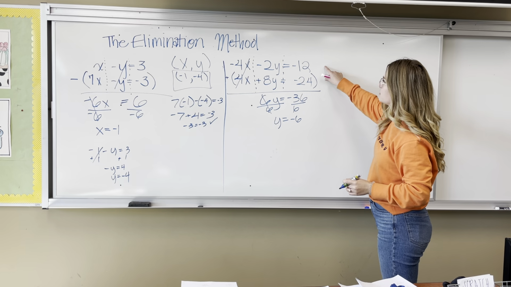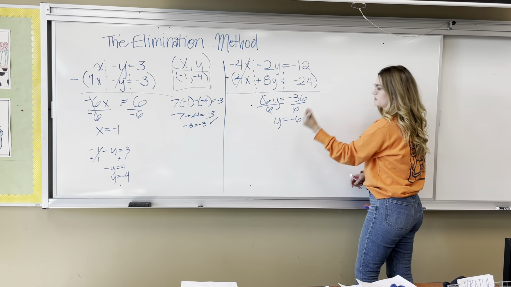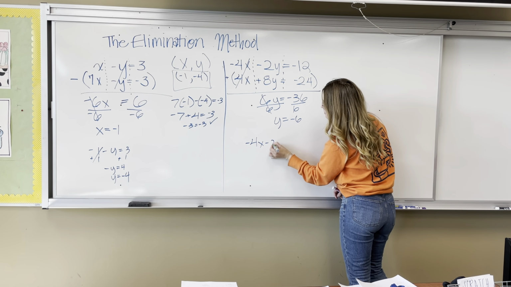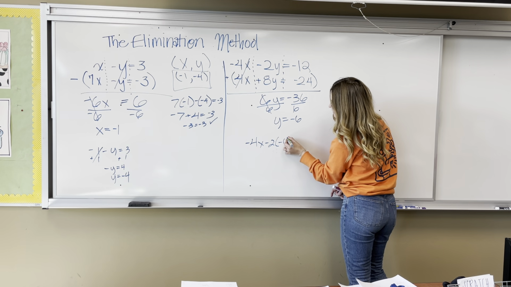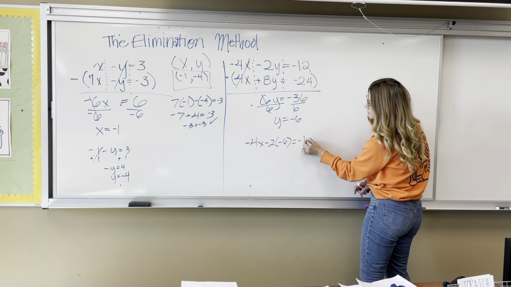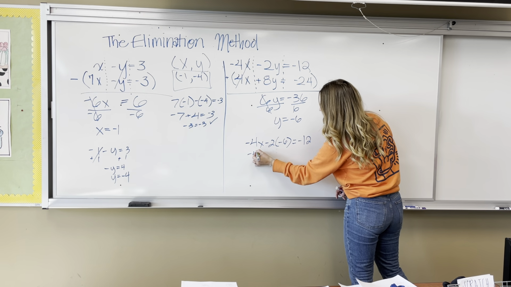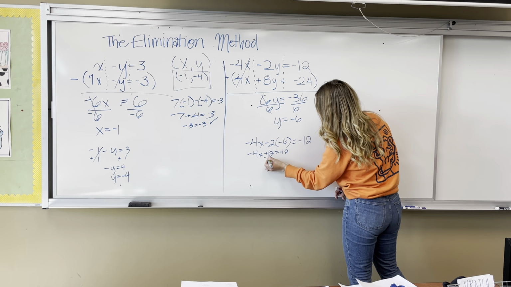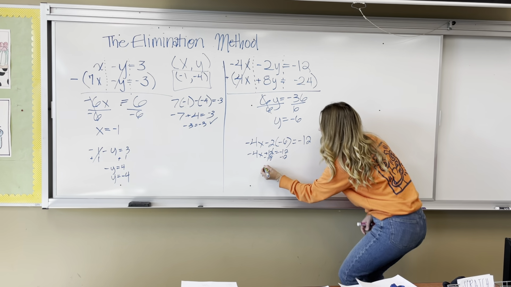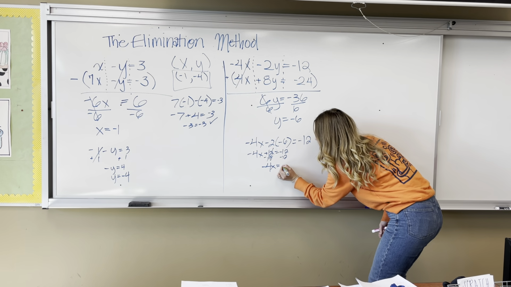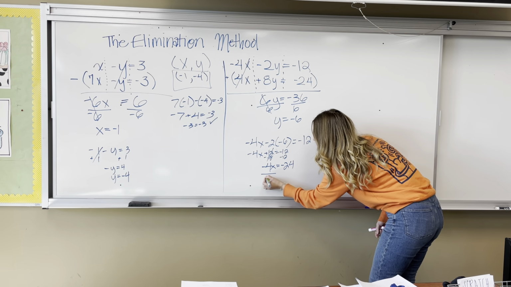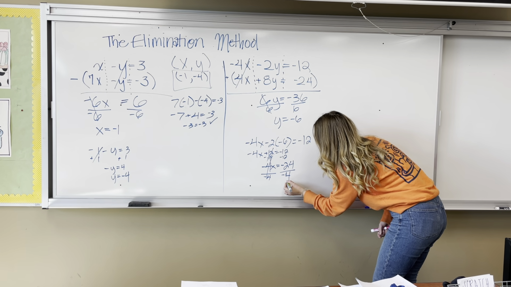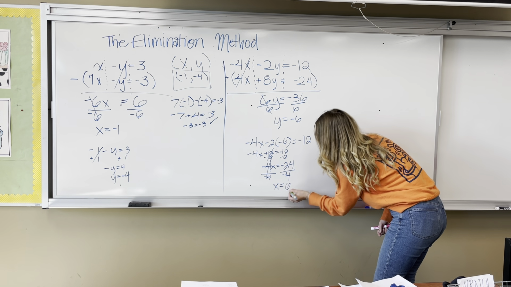So we're going to pick one of these equations and substitute in y is negative 6 to solve for x. I'll just use the top one. Negative 4x minus 2 times y, which is negative 6, equals negative 12. Right, negative 4x plus 12 equals negative 12, minus 12 from each side. Negative 4x equals negative 24. Divide each side by negative 4. You get x equals positive 6.